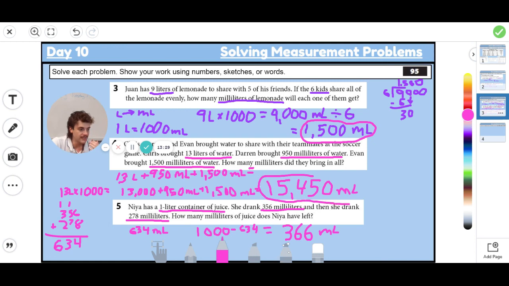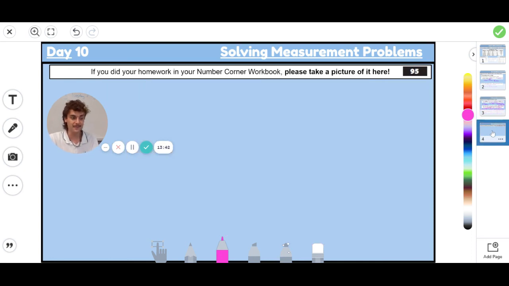So these are all of the answers to our assignment today. If you have any questions, still feel free to join our math workshop. Otherwise, I hope that this worked well for you.